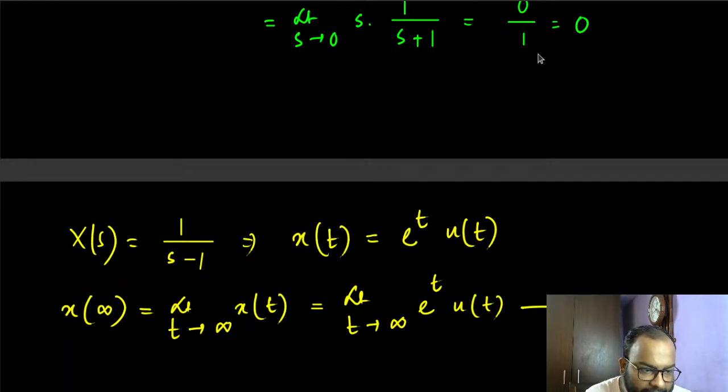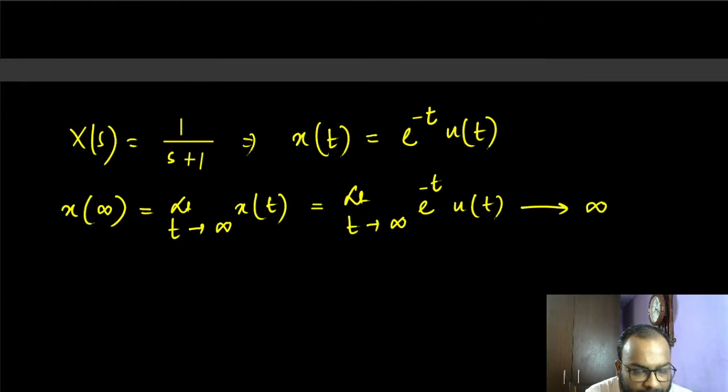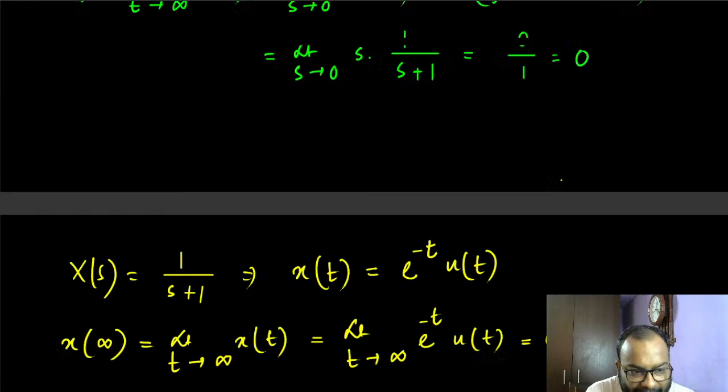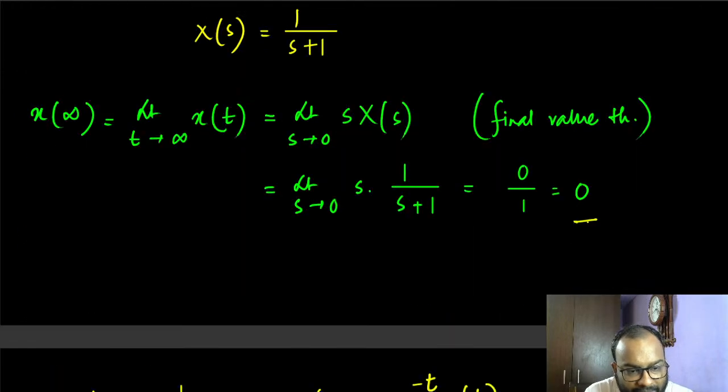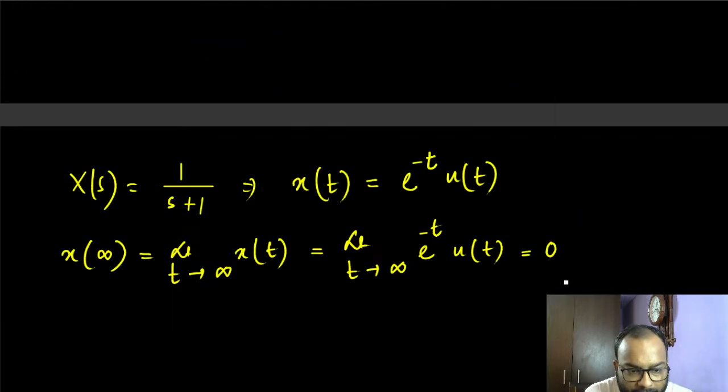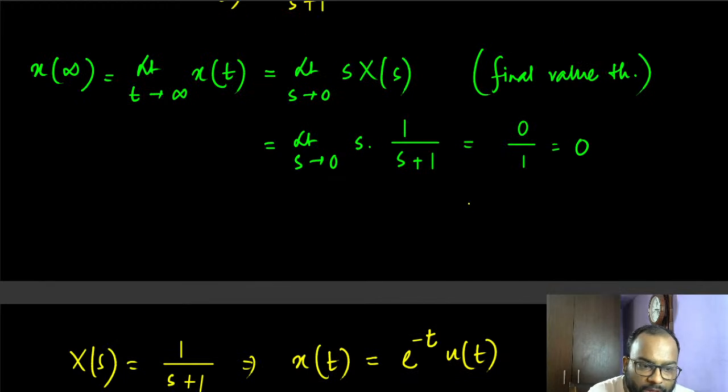You can see that this is now a plus here, and this is going to be that way. This is going to be e to the power minus t u(t), and if we calculate the limit here, that limit is now going to be e to the power minus infinity. You see, that's a 0. So now the limit here directly is matching up with the result that we obtained from the final value theorem.